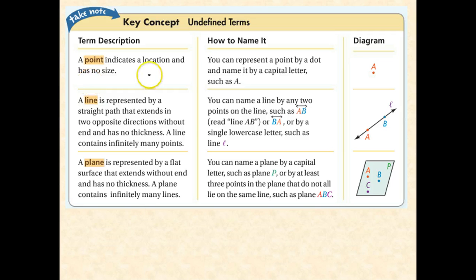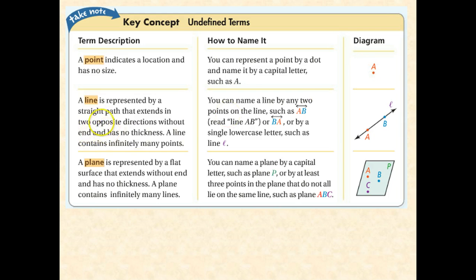A point indicates a location and has no size. Even though you draw a point, some of your points you draw bigger, it still represents no size. It has no width and no length and no depth. And you can call it a capital letter. You can call this point A.